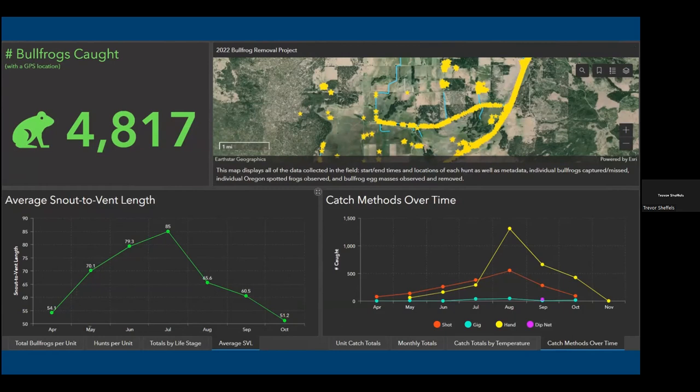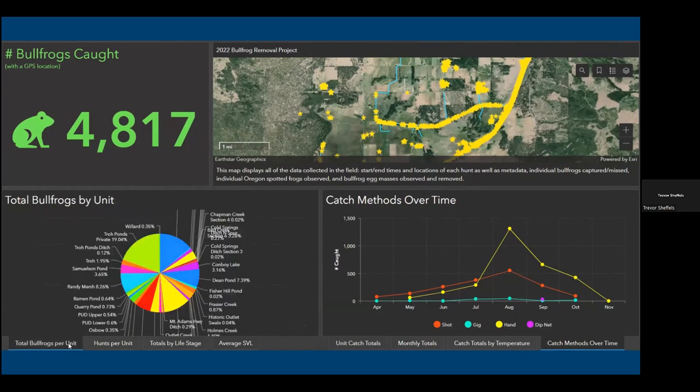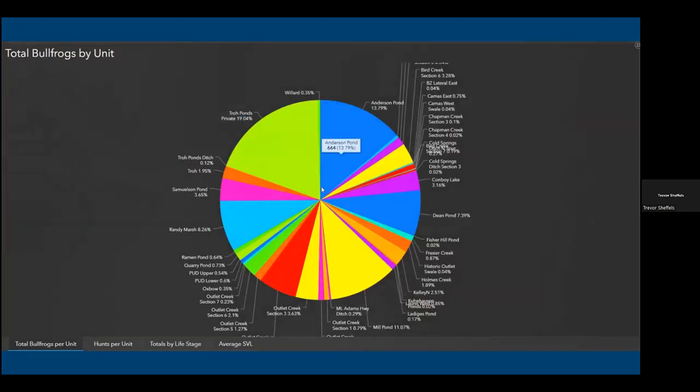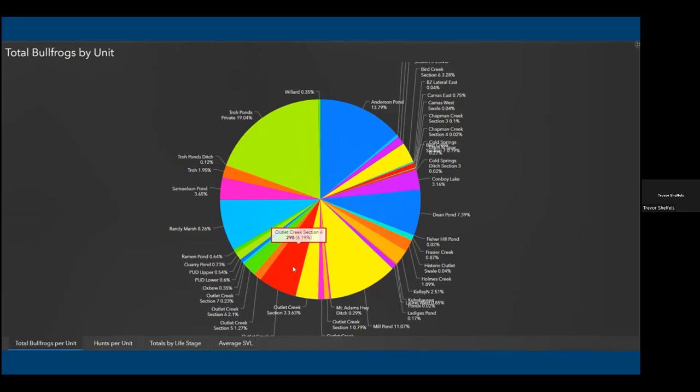So here in the bottom left, we like to look at anything and everything. We like to look at total bullfrogs caught in each unit. And this just gives us a quick idea of where we're catching a lot of frogs and which units we're really catching very little. So this year it seems, you know, obvious that Trove Ponds Private caught a lot of frogs, and we caught very few on the Mount Adams Highway Ditch.